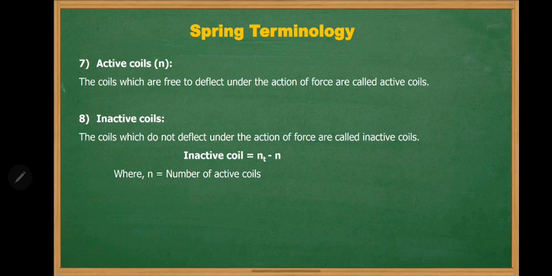Next terminology is active coils. The coils which are free to deflect under the action of force are called active coils. The spring coils which deflect freely under the action of load are nothing but active coils. And the last one is the inactive coils. The coils which do not deflect under the action of force are called inactive coils. Inactive coils are calculated by nt, that is total number of turns, minus n, that is number of active coils.